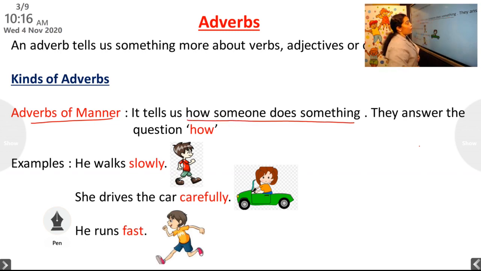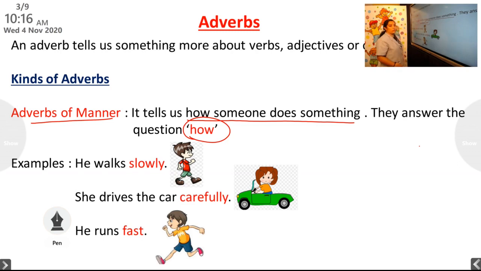It tells us how someone does something. They answer the question how. I'll tell you how to find out the adverb. So look at this example. He walks slowly.